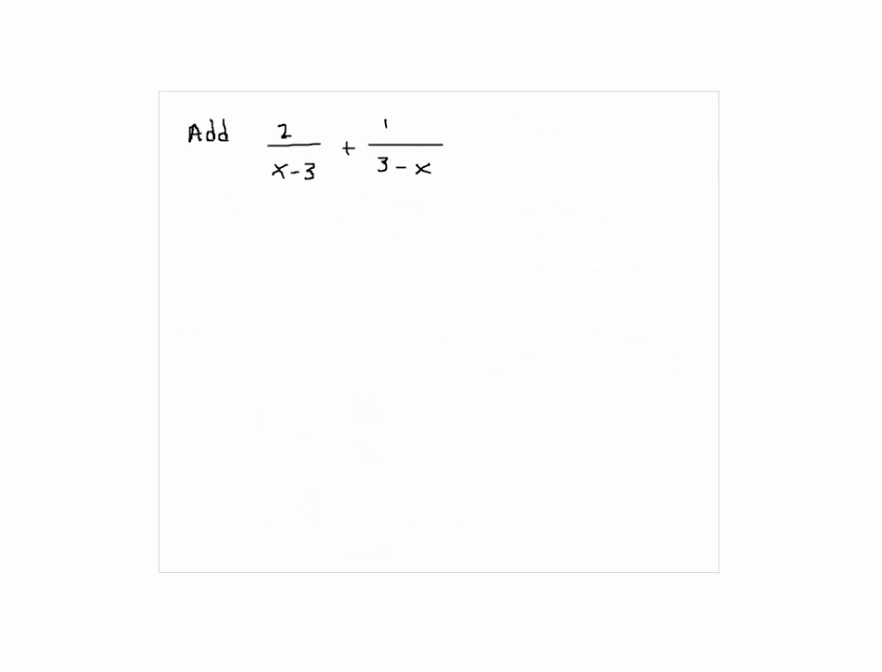Okay. Add 2 over x minus 3 plus 1 over 3 minus x. We did a similar example like this in a different session. We have some students online. Once again, put an X in front of your name if you have no clue how to add these, or a check mark, so I can start asking questions.